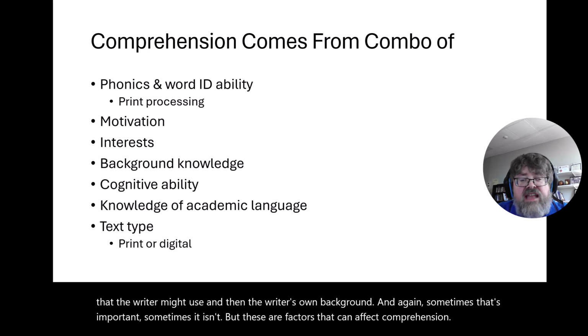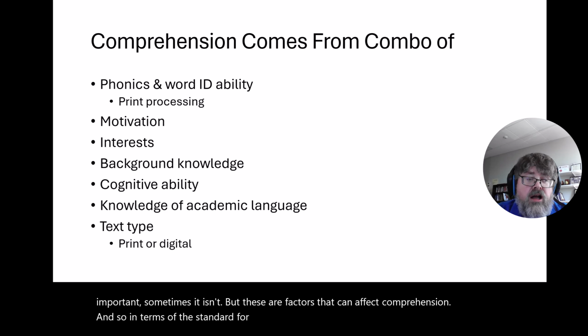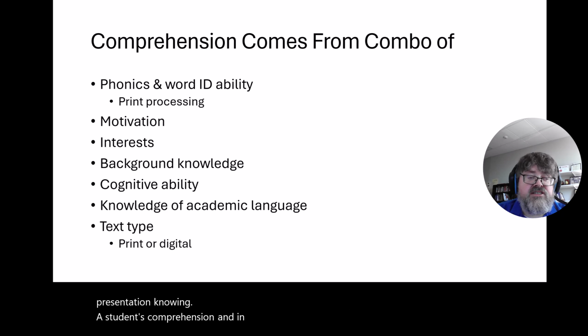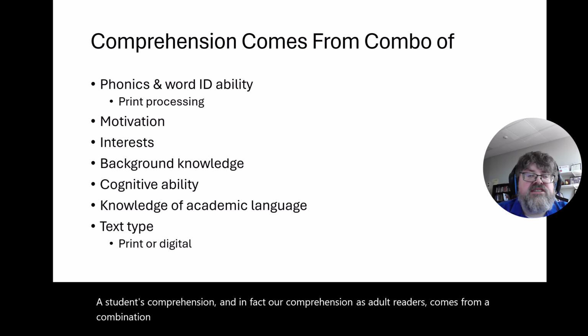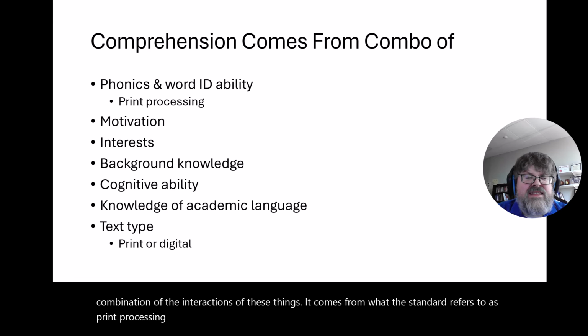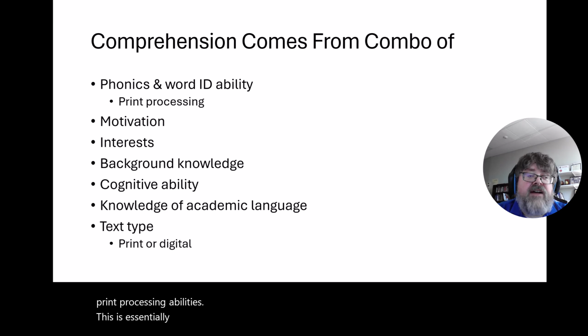And so in terms of the standard for Minnesota that I want you to walk away from this presentation knowing, a student's comprehension, and in fact, our comprehension as adult readers, comes from a combination of the interactions of these things. It comes from what the standard refers to as print processing abilities. This is essentially the ability to identify words.